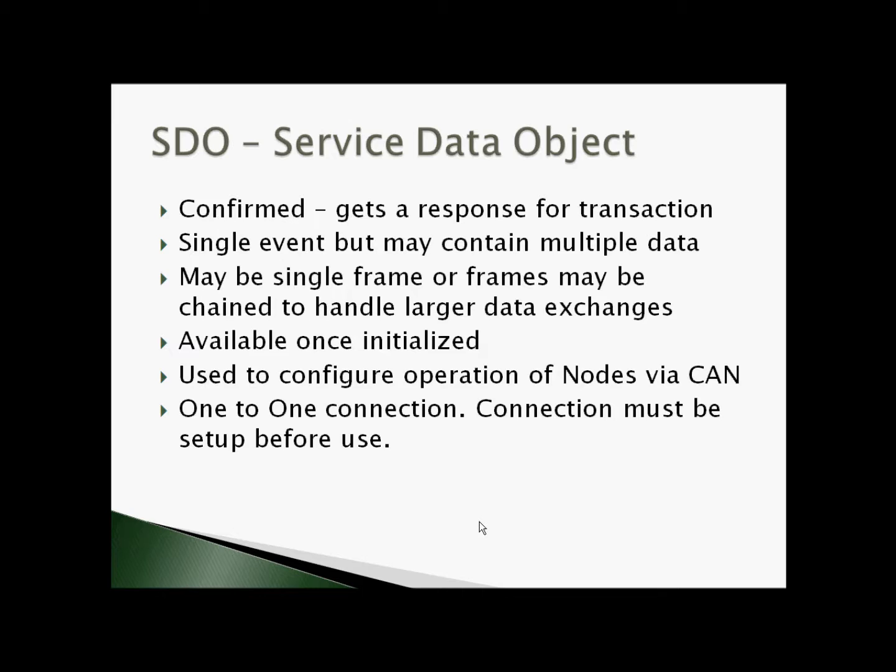Typically they're single frame, which is up to 8 bytes, but they can be chained to handle larger data frames, such as the ASCII frames associated with model, make, and name. These are also used to configure nodes via CAN. They're a one-to-one connection, and you have to set up the connection before they're used.